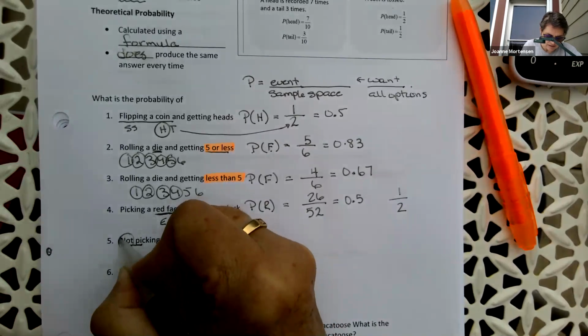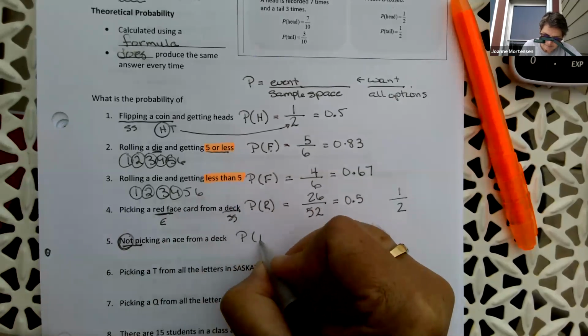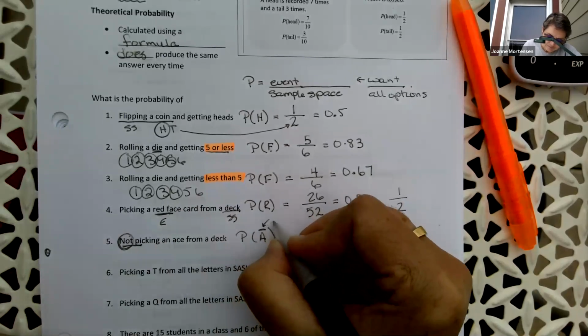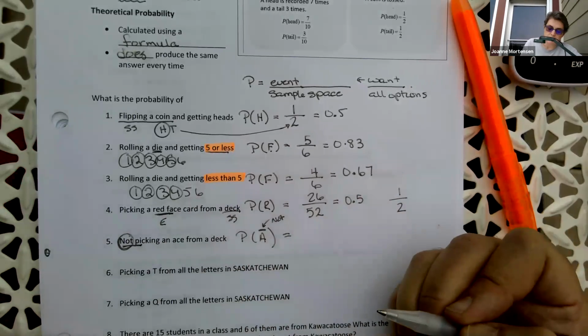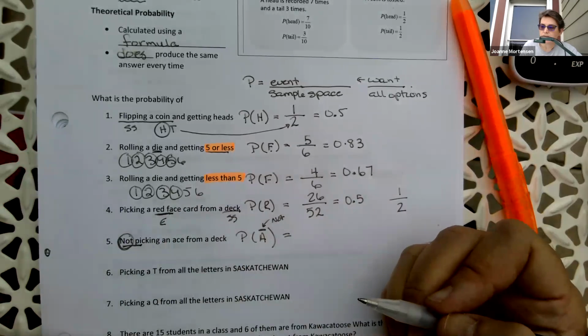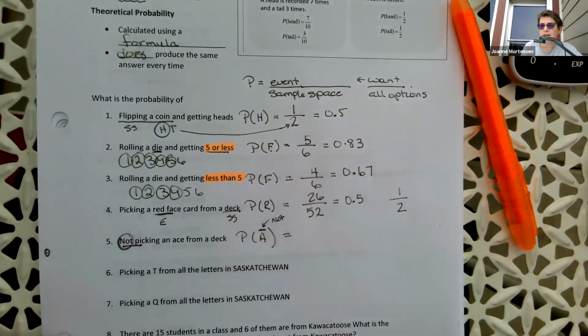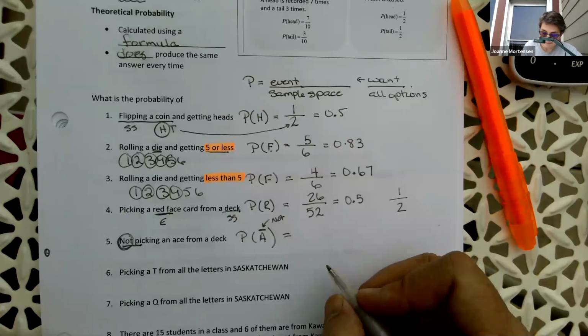Okay, not picking, so be careful, there's something to watch for. Not an ace from a deck. In probability, when we're talking about the complement, or something not happening, we use a bar on top. When we were doing set notation, we used the prime. I'm not sure why they chose to use something different. And if you put a prime in there, that'd be cool too.